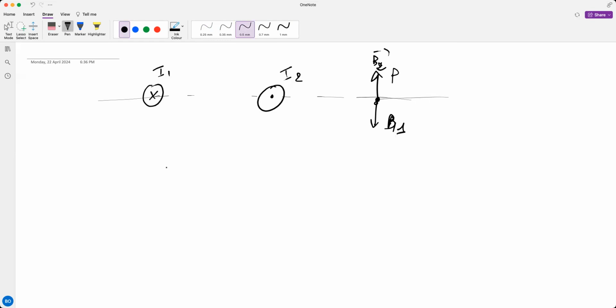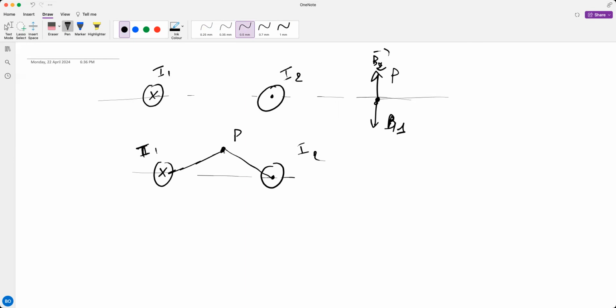We can also do the following. If I have I1 and I2, let's say I have a point P here, for example, I can also calculate the magnetic field created by I1 and I2 at this point P, that is not lying in the line formed by I1 and I2.